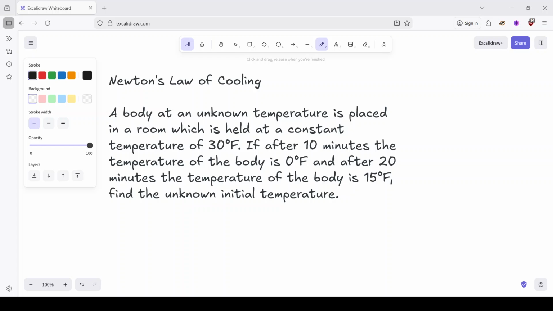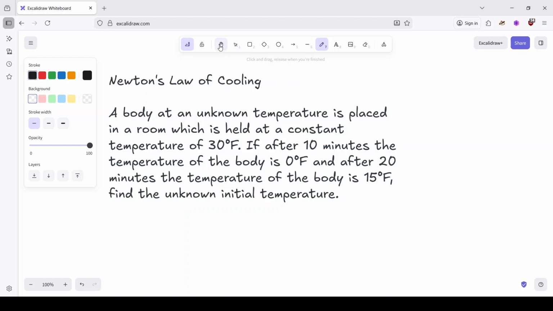Hello. So for this video, we will be talking about another example of Newton's law of cooling, an application of first order DE. So the problem goes: a body at an unknown temperature is placed in a room which is held at a constant temperature of 30 degrees Fahrenheit. If after 10 minutes the temperature of the body is 0 degrees Fahrenheit and after 20 minutes the temperature of the body is 15 degrees Fahrenheit, find the unknown initial temperature.